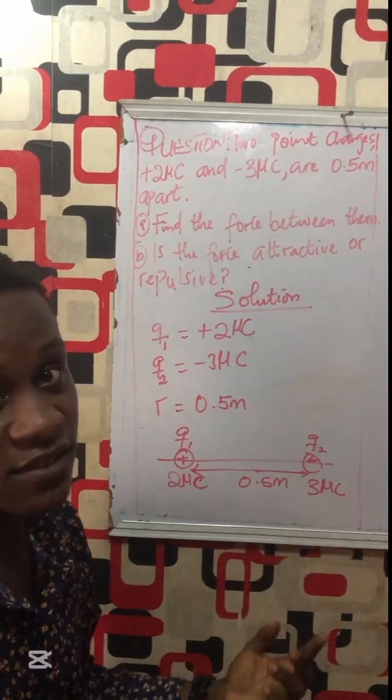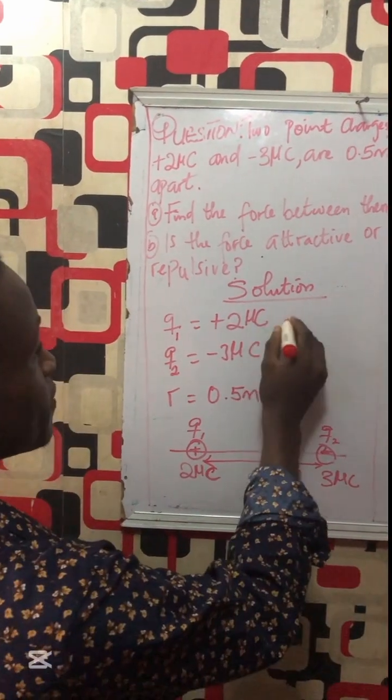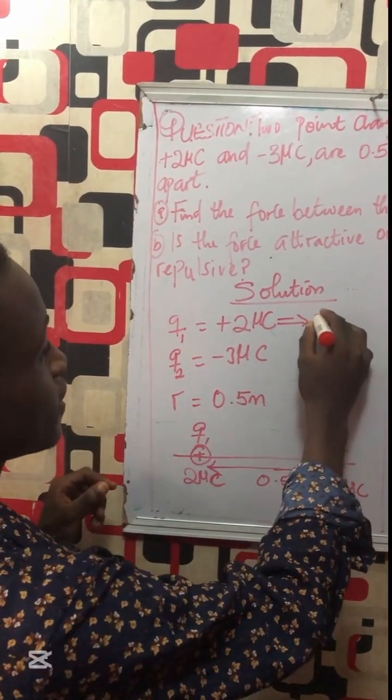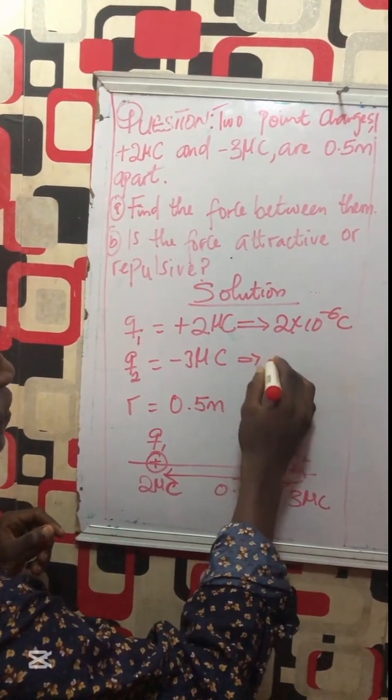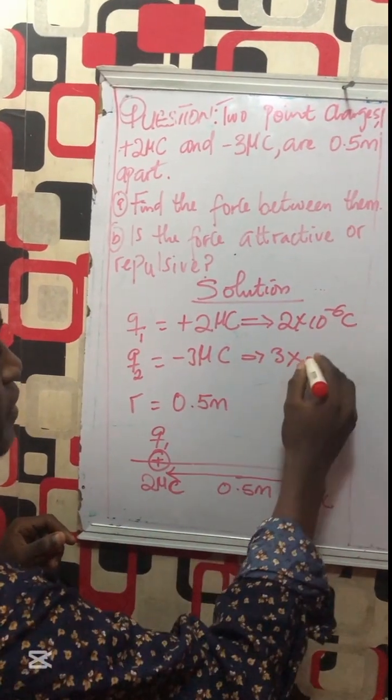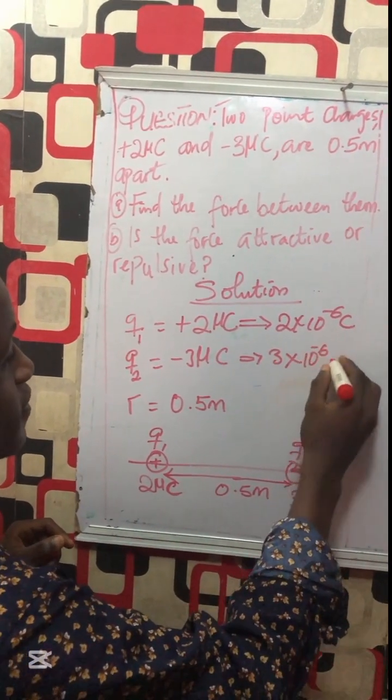That is, microcoulomb is 10 raised to the power minus 6. So here we can say our Q1 is the same thing as 2 times 10 raised to the power minus 6 coulomb, and Q2 is 3 times 10 raised to the power minus 6 coulomb.